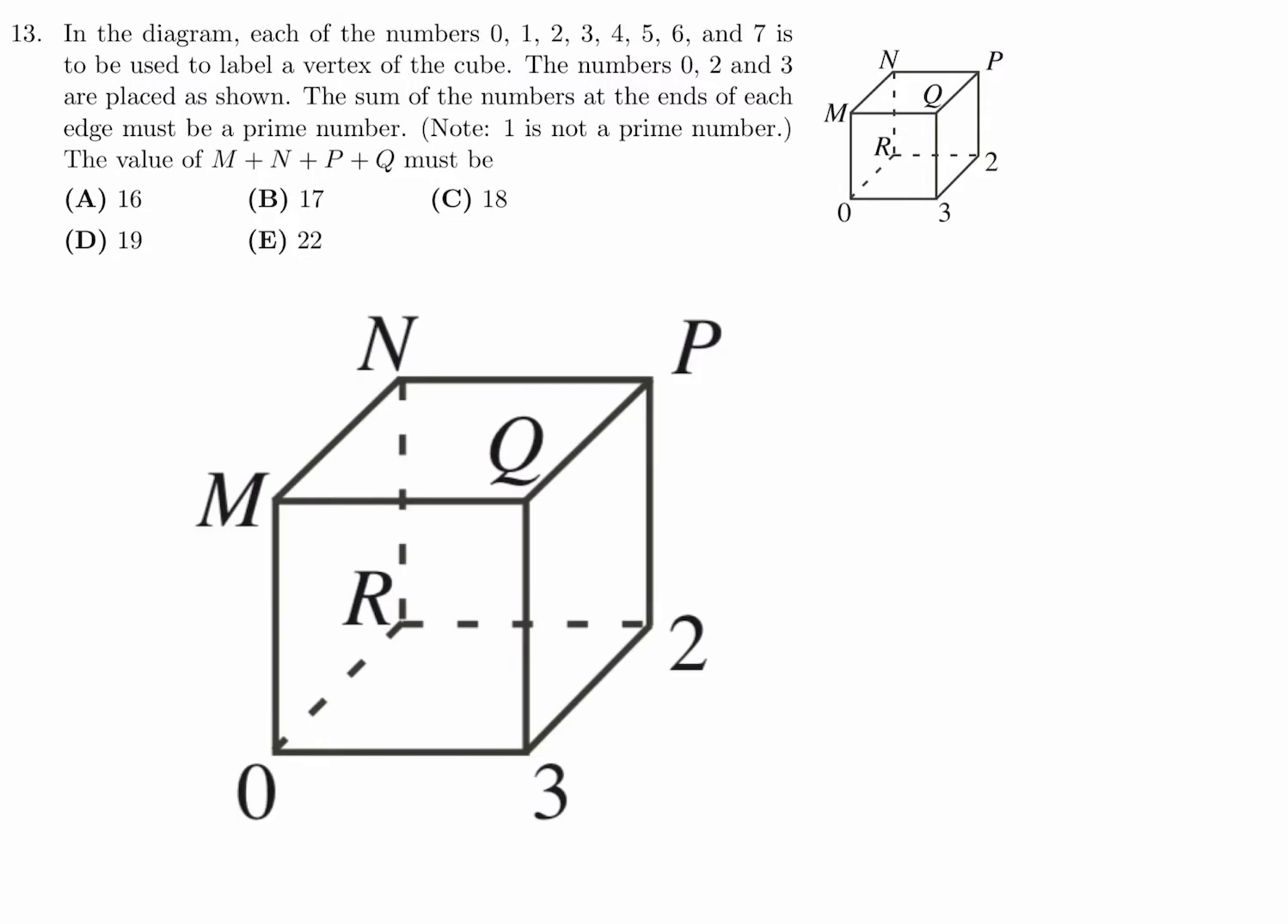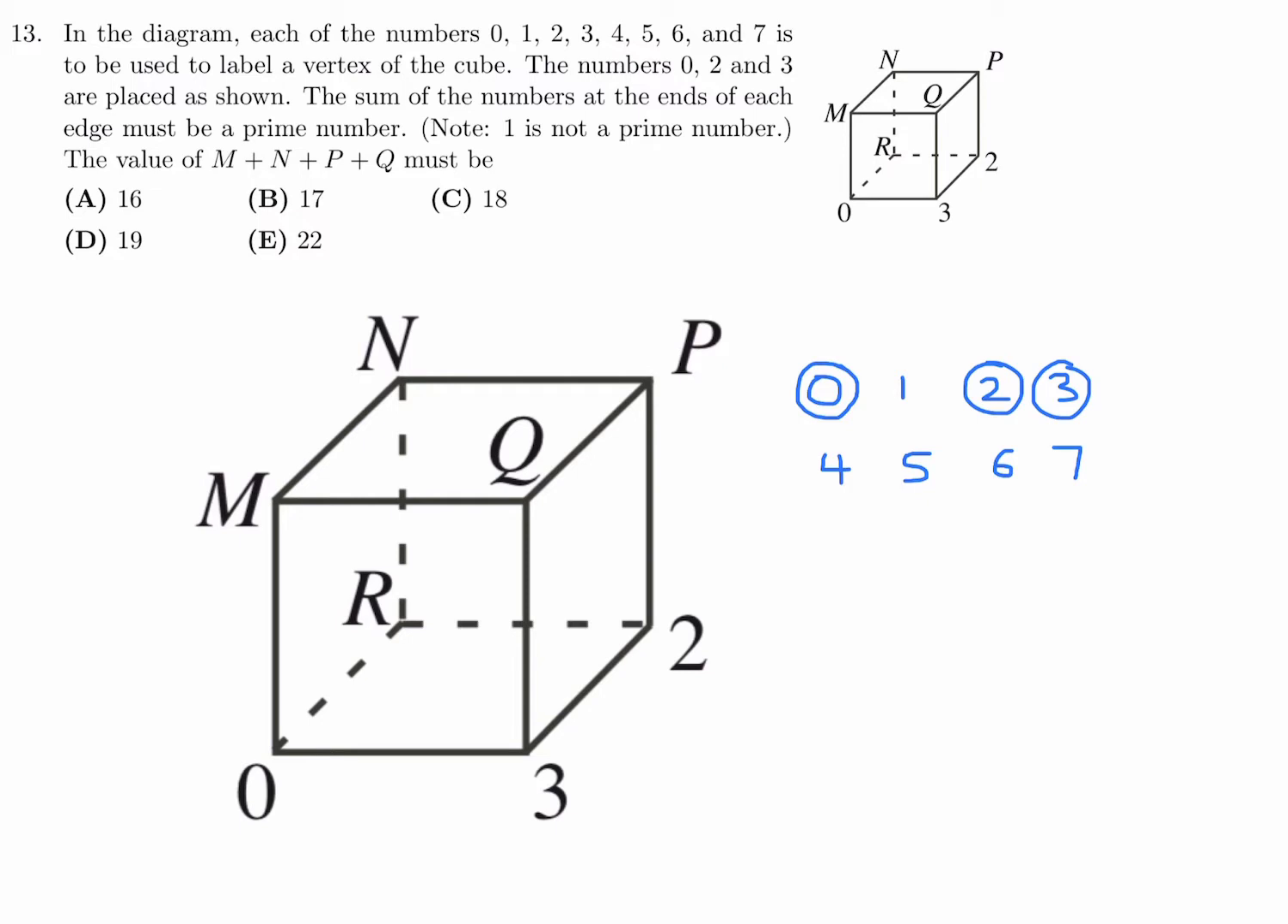Let's experiment with this. First and foremost, I'll write out the numbers 0, 1, 2, 3, 4, 5, 6, 7. And immediately we will get rid of the numbers they've already placed, which are 0, 3, and 2. Those numbers have already been accounted for. The numbers along any edge must add up to become a prime number, right? The sum of the numbers at the ends of edges must be a prime number.